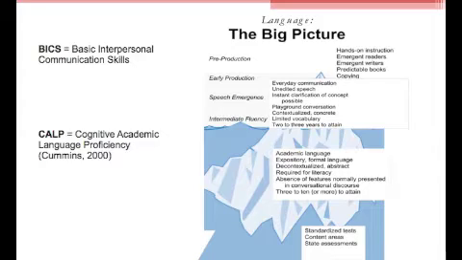What you'll also see on this iceberg is next to the right hand of the BICS and CALP arrow, 5 stages: pre-production, early production, speech emergence, intermediate fluency, and advanced fluency. Those 5 stages represent the continuum of language development from no language to full fluency in language.